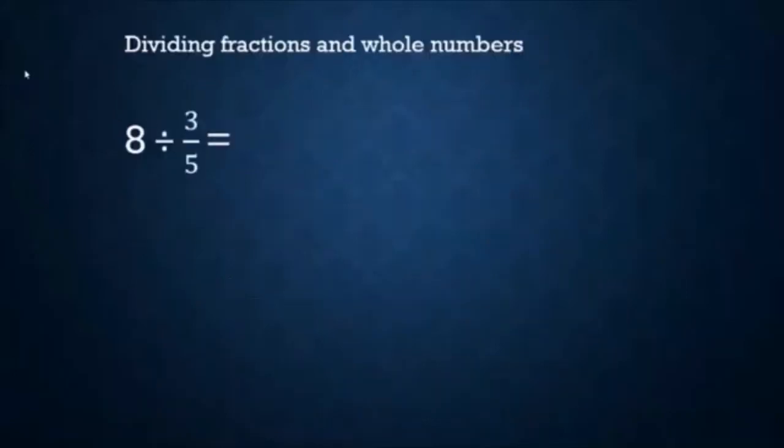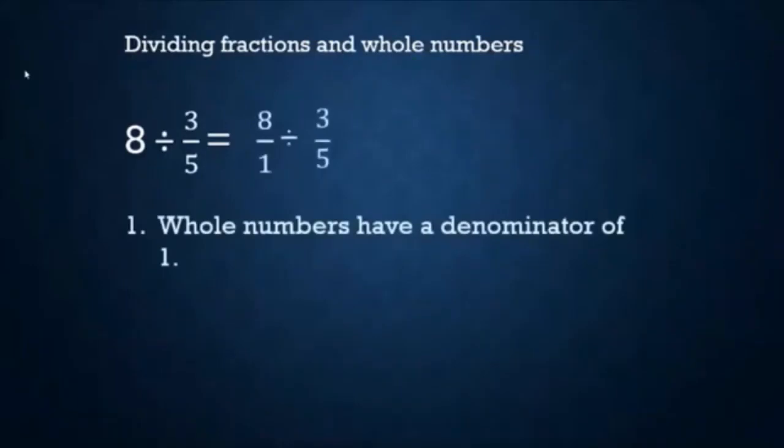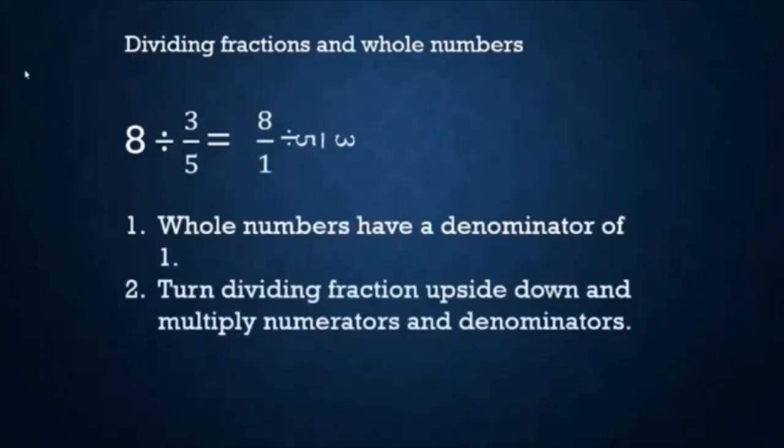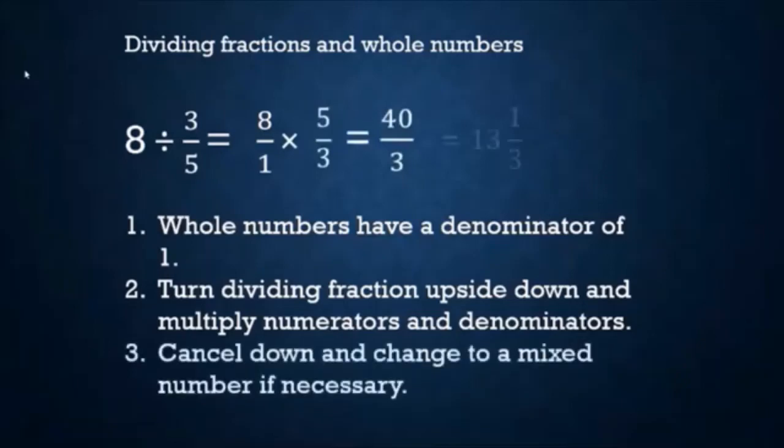Now let's learn about dividing fractions and whole numbers. So first we'll change the whole numbers into fractions. Then we'll turn the dividing fraction upside down and multiply the numerators and the denominators. This means we'll just divide as before. Then we'll cancel down and change to a mixed number if necessary. Therefore, 8 divided by 3 by 5 is equal to 40 by 3 or 1 by 3.